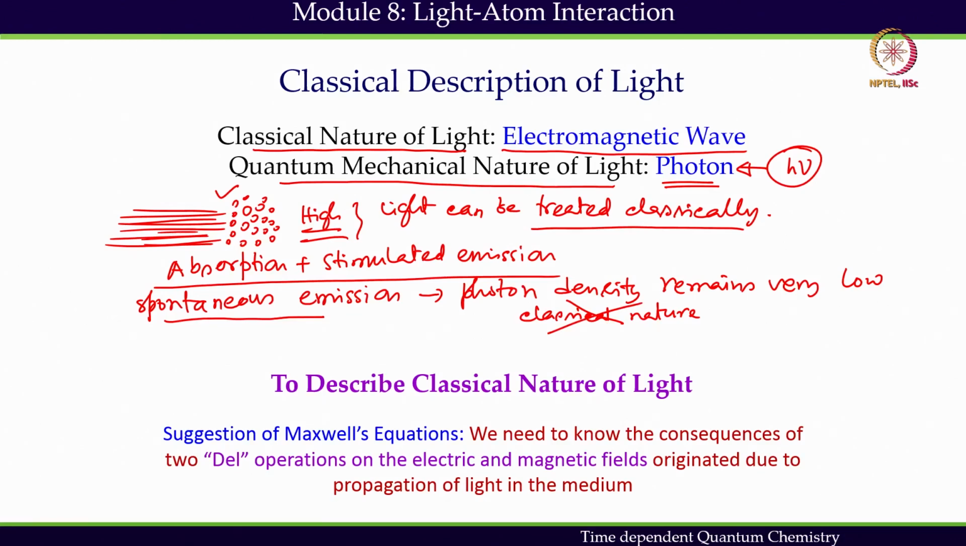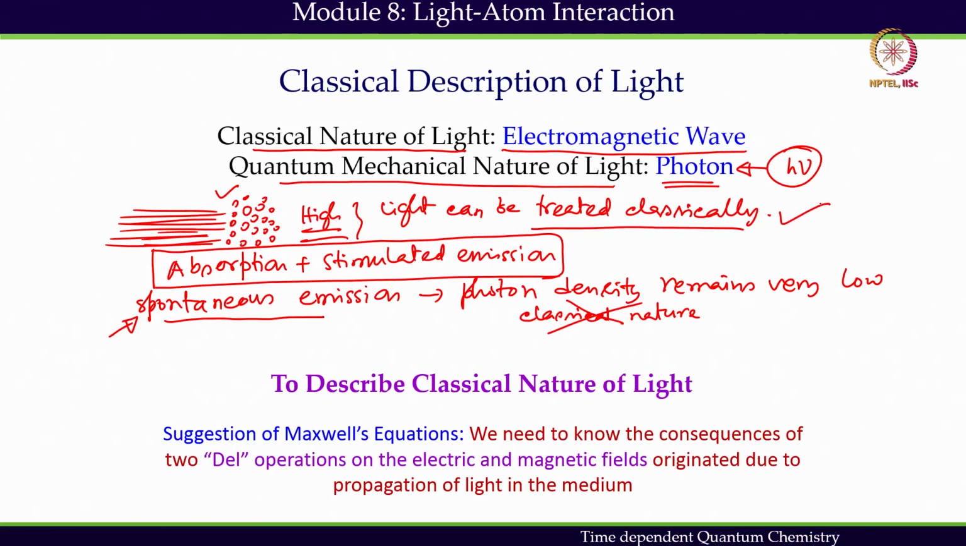However, a statistical argument can be coupled with the classical nature of light to treat spontaneous emission. If I want to treat spontaneous emission semi-classically, following the semi-classical description of light-atom interaction, then I have to do it in an indirect way, coming from the statistical argument coupled with the classical nature of light. But directly using this semi-classical approach, one can explore absorption and stimulated emission, because in these processes the photon density is so high that light can be treated classically.